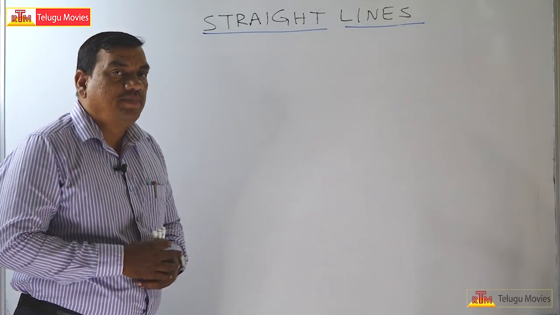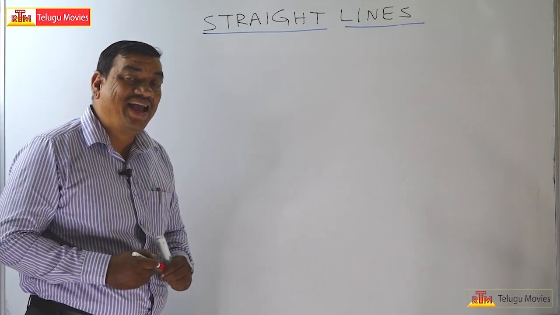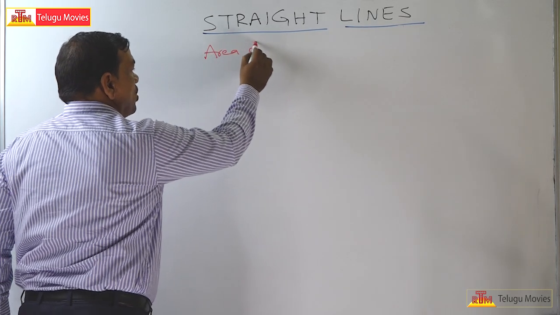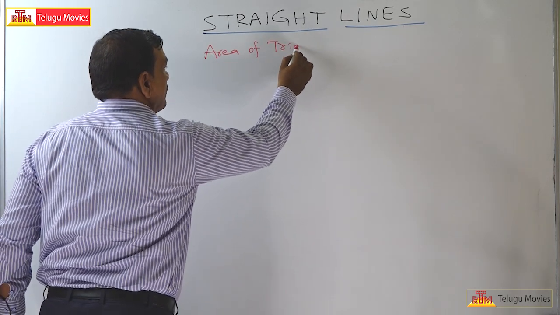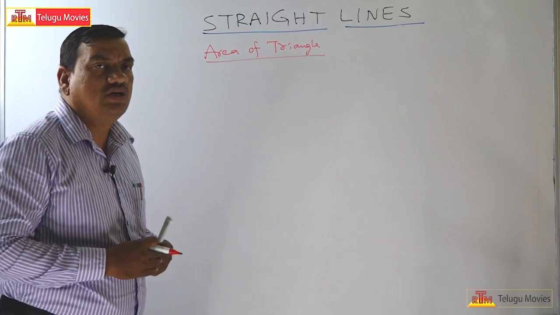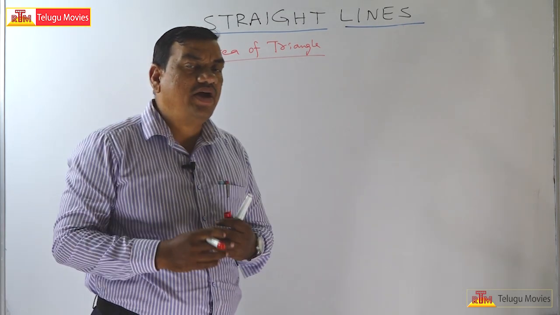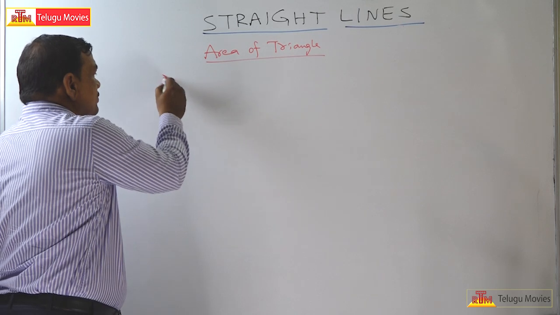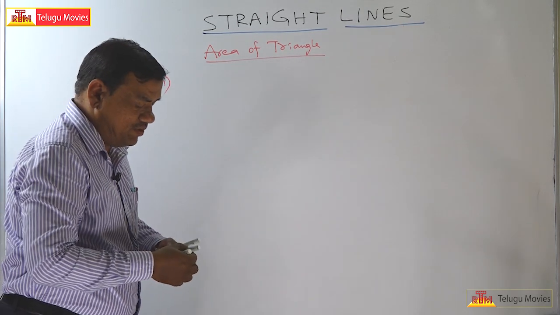Now, in this concept, I am going to explain the area of a triangle. So, my discussion topic is area of triangle. Triangle means what? It is a simple closed figure formed by 3 line segments. So, the first thing I am going to see here is a very simple basic thing.